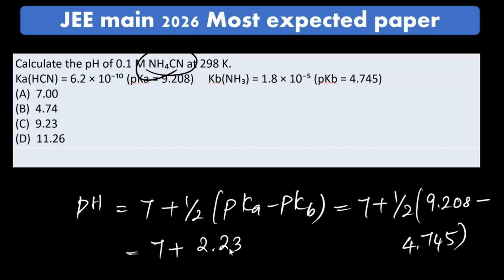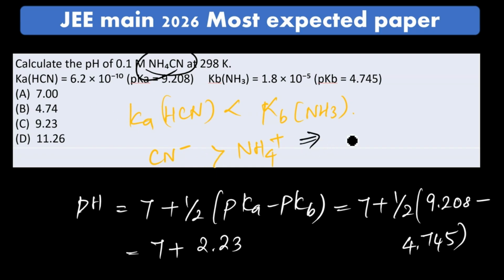Sometimes from here they can ask you theoretical questions as well. What does this pH mean? Both are a weak acid and a weak base. Now it explains that the Ka value of HCN is less than the Kb value of ammonia, right? Which means cyanide, CN minus, hydrolyzes more than the ammonium ion, which will lead to a much more basic solution.